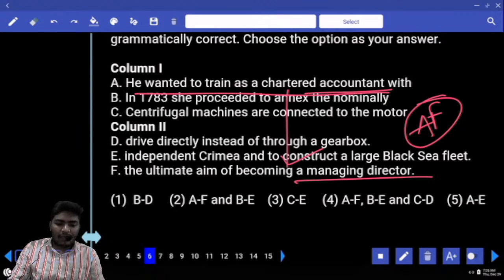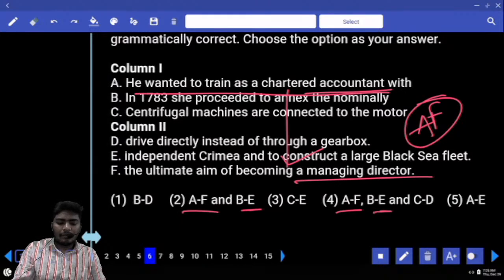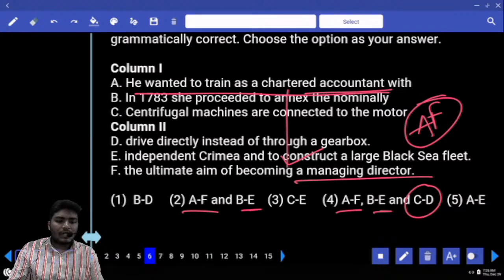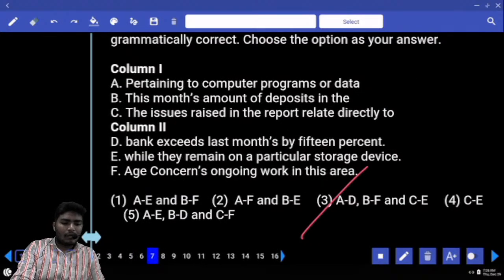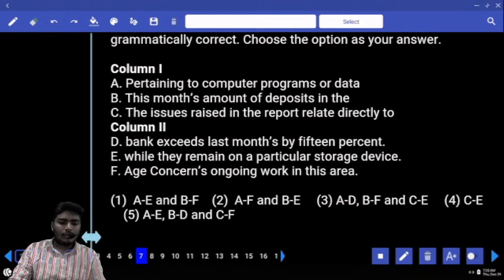So where is that A-F pair? Second one, fourth one, anything else? No. See, in both of them, B is common. You have to check for C-D. Centrifugal machines are connected to motor drive directly instead of through a gearbox. Is it meaningful or not? Yes, we can go with the fourth one. Move to 7. Pertaining to computer programs or data, continuation.